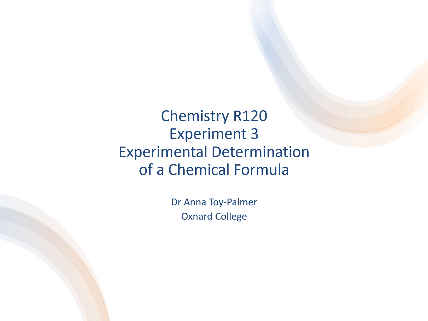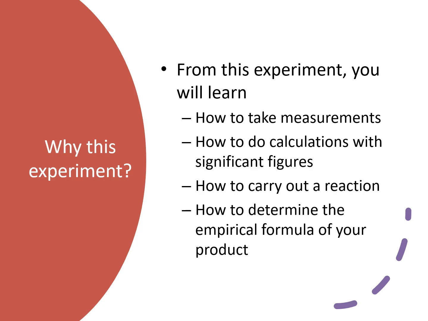Hi, this is R120 Palmer, and in this presentation we will be going through your experiment 3, which is the experimental determination of a chemical formula. From this experiment, you'll learn how to take measurements in the lab. When you read the pre-lab packet, you'll be able to understand and practice your calculations with significant figures. You'll also be able to carry out a reaction and from your measurements be able to determine the empirical formula of your product.